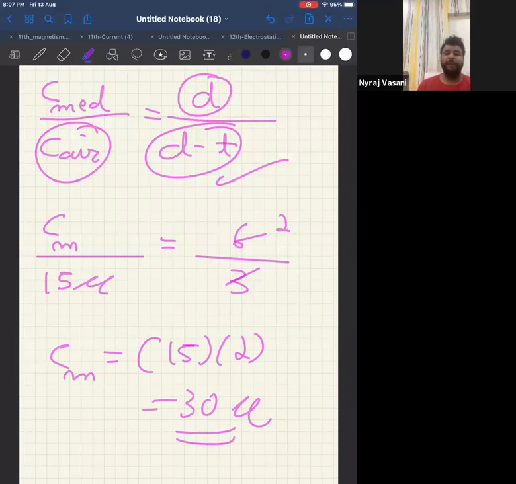I did not convert millimeter into meter. I hope you understood why, because it's a ratio. Ratio will be the same if I take in millimeter or if I take in meter. I hope you understood. That's why I did not convert.